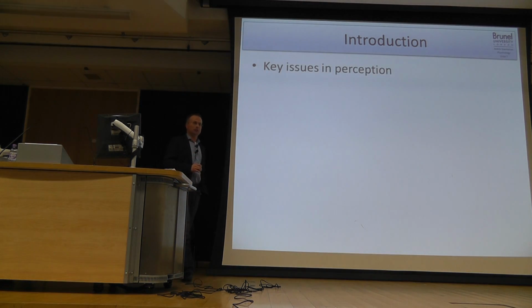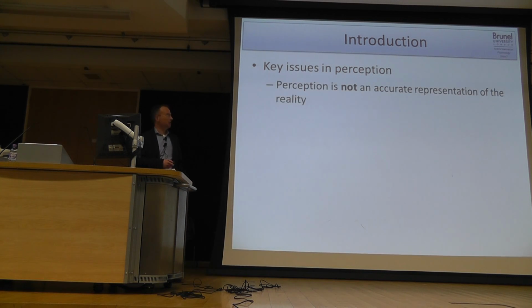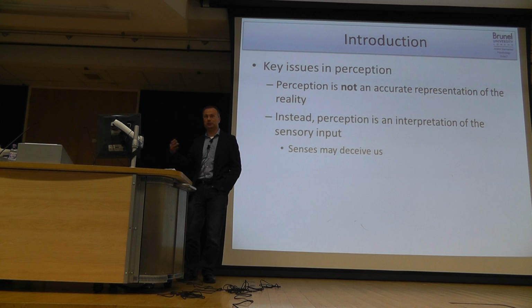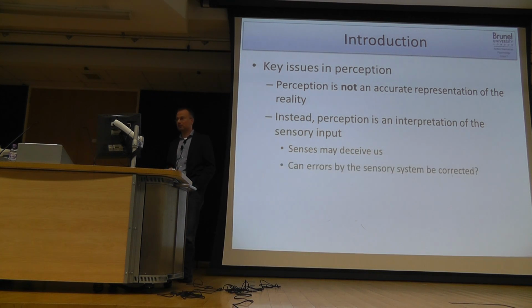So the key issue we focus on when we talk about perception is that perception is not an accurate representation of reality. It's an interpretation of our senses. And our senses may actually be fooled. They may deceive us, like in the extreme example, where we just go into some virtual reality environment. The question associated with that is, of course, whether the errors which our sensory system makes can be corrected or not.